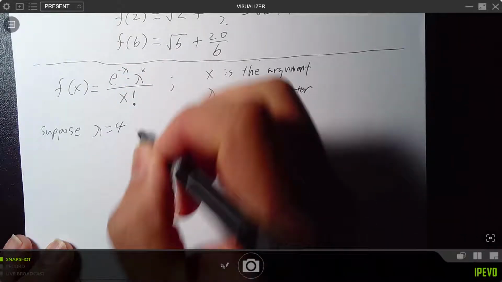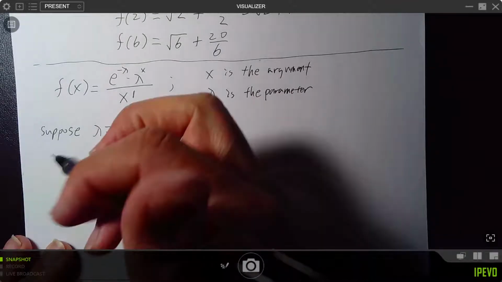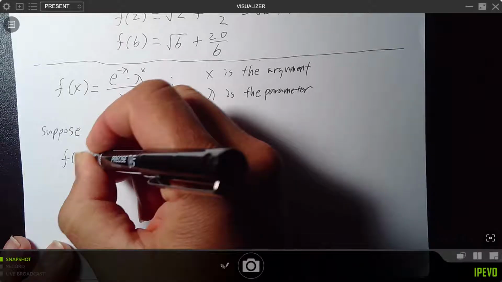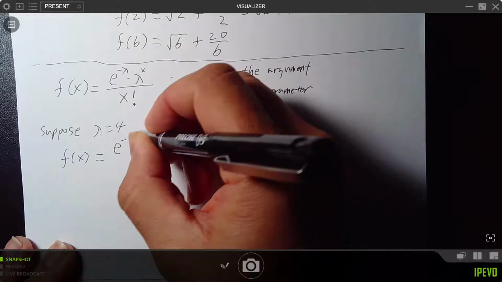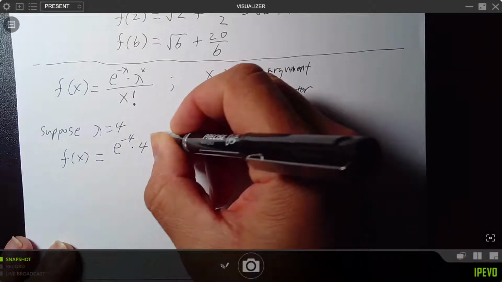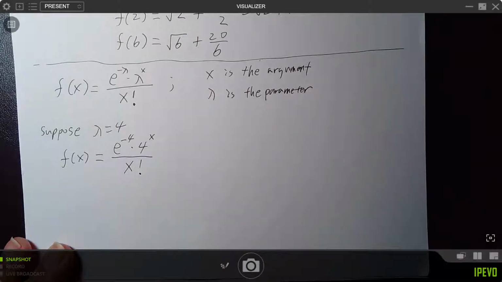So now I have my parameter, and I have a full function that I can evaluate. So I'm just going to rewrite it. Over x factorial. Okay, and now I can evaluate this function.